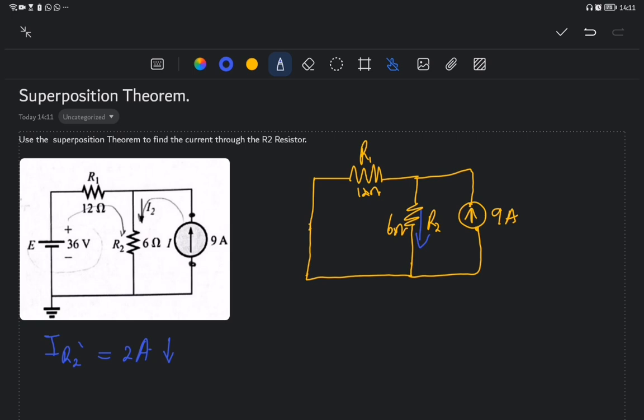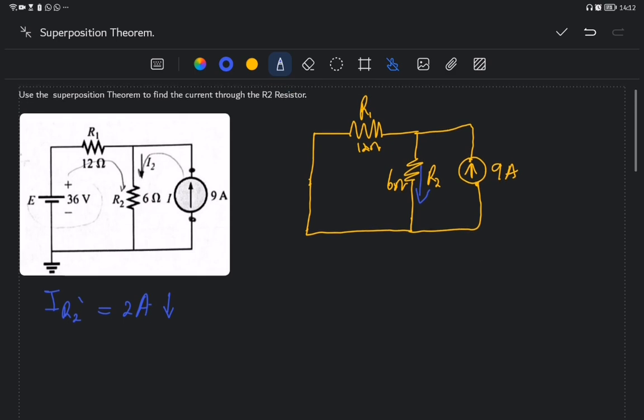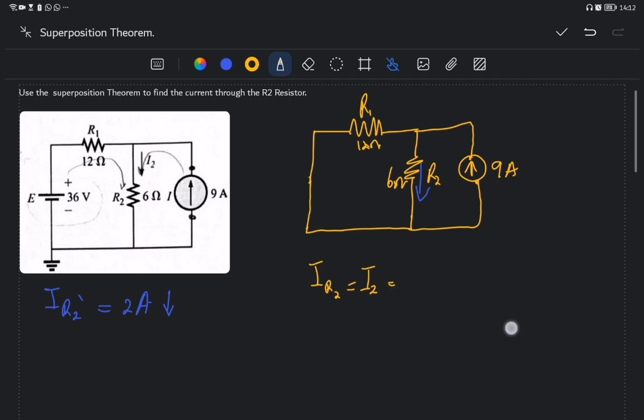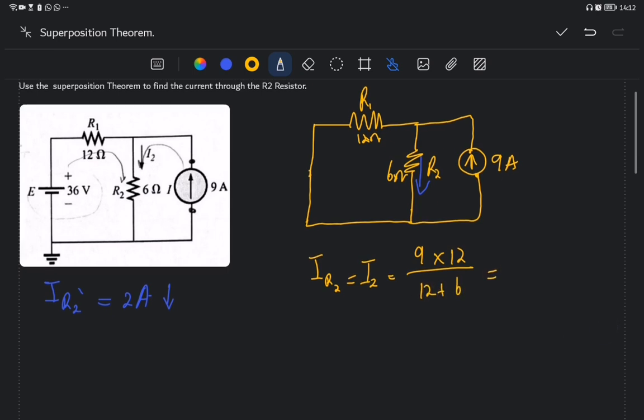current divider rule. What does the current divider rule say? For me to find the current IR2, which happens to be I2, it is equal to the total current, which is 9, multiplied by the opposite resistor, which is the one I don't want to find, which is 12, divided by 12 plus 6, which is 18. So let's find what is our actual current flowing into that resistor.